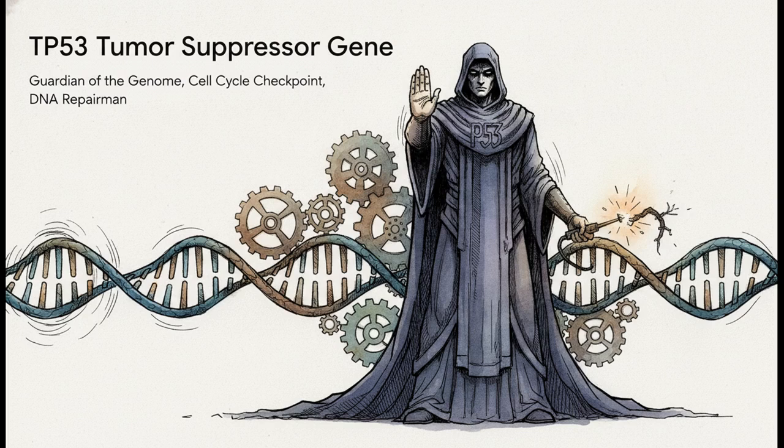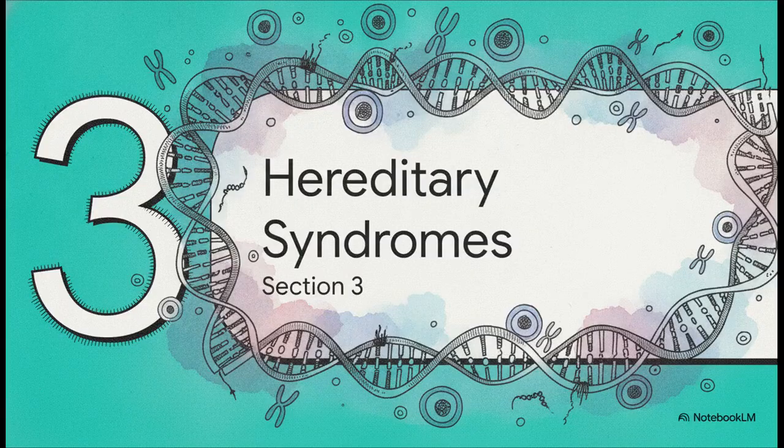We contrast this highly regulated tumor suppressor with options A, B, and D, which are hyperactive proto-oncogenes that just push unregulated proliferation. Next up, let's explore hereditary cancer syndromes.